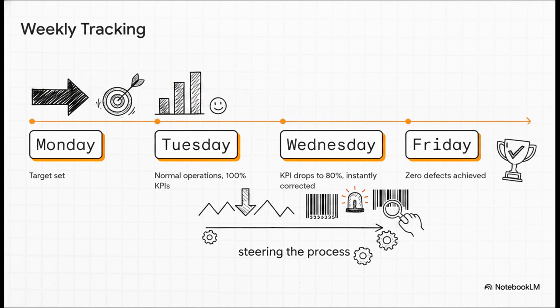Because they are tracking behaviors daily, this acts as a massive early warning system. They know instantly that the final result KPI is in imminent danger. But they don't wait for Friday. They correct the behavior immediately on Wednesday morning, retraining the night shift operator right on the spot. So by Friday, the end-of-week report comes in, 0 defects achieved. The week's performance was saved because they actually steered the process while it was happening.